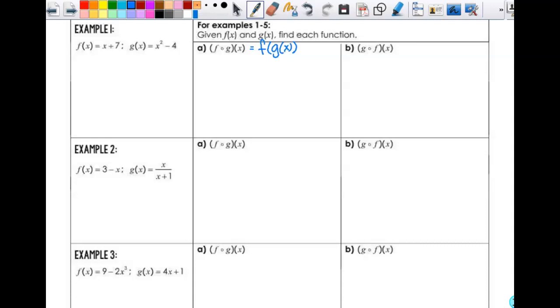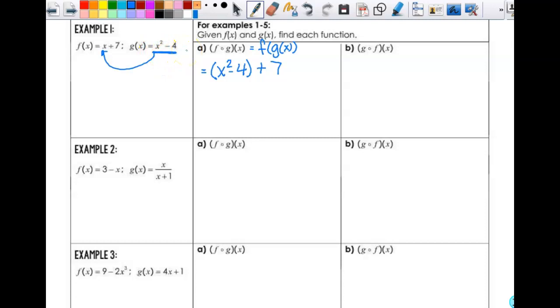Because if I said I want to find f of 5, right? F of 5 would mean I put 5 everywhere I see an x in f of x, right? I don't want f of 5, I want f of g of x. So I'm going to take the whole g of x and substitute it in everywhere I see an x in f of x. So that is going to equal x squared minus 4 plus 7. Okay, so instead of x, I put this whole thing, which is x squared minus 4.